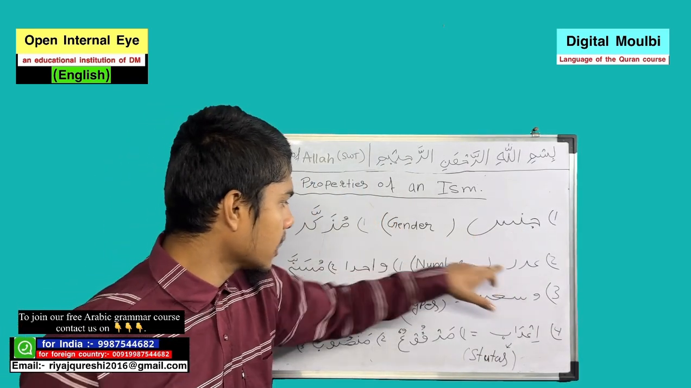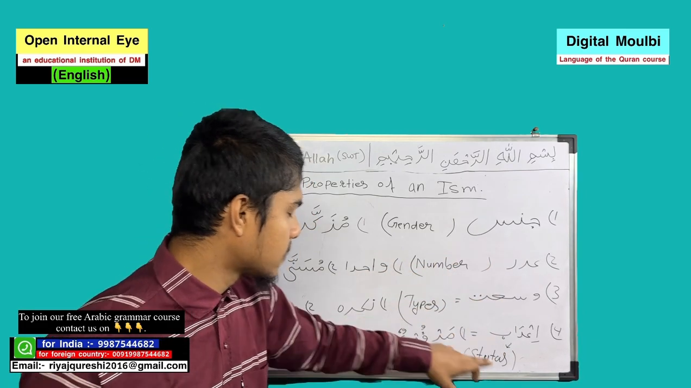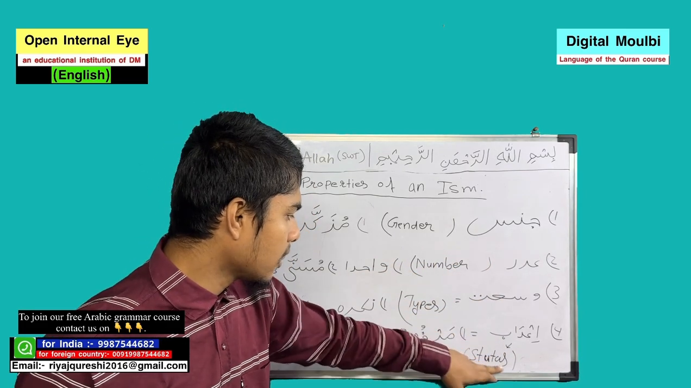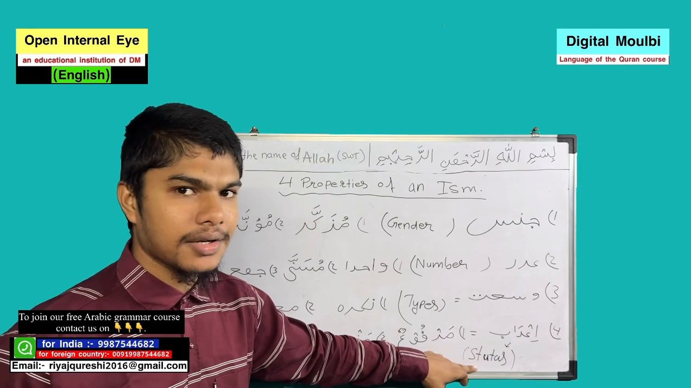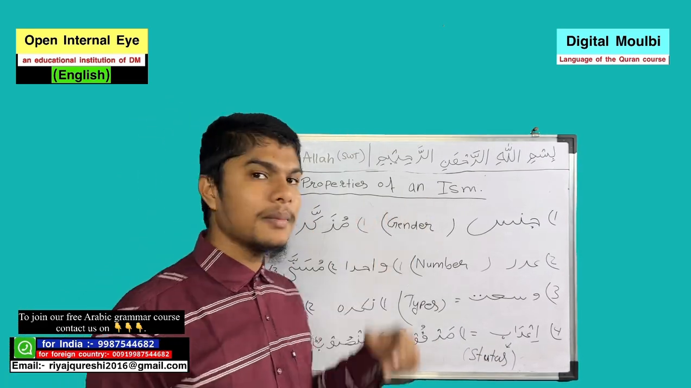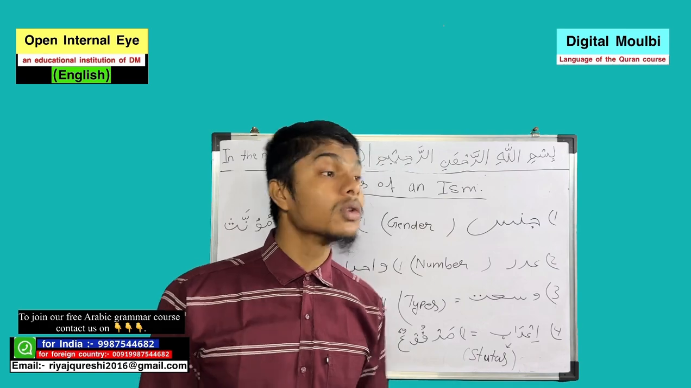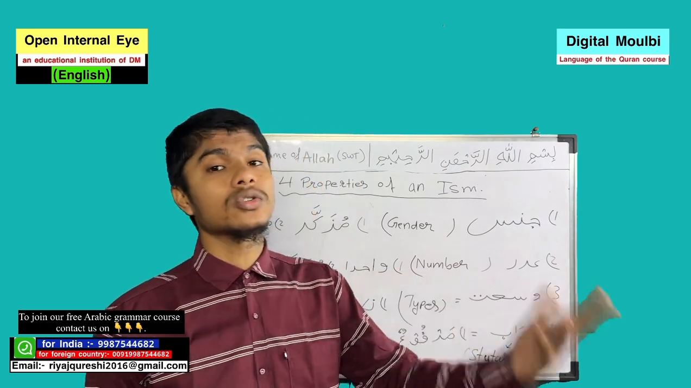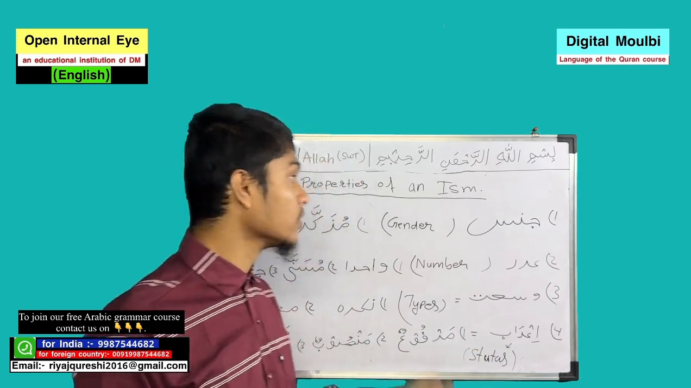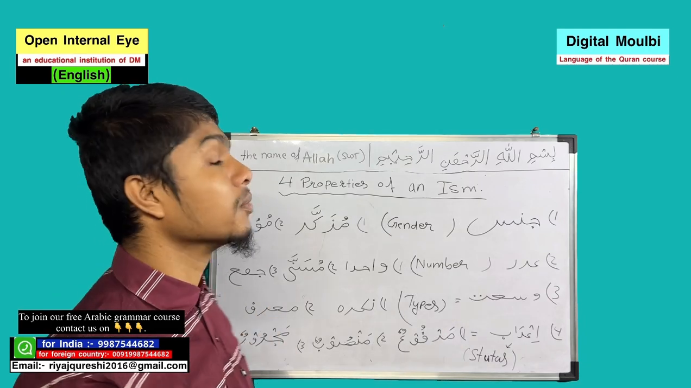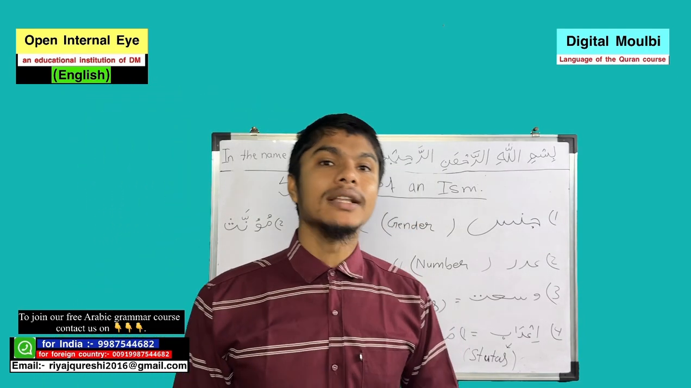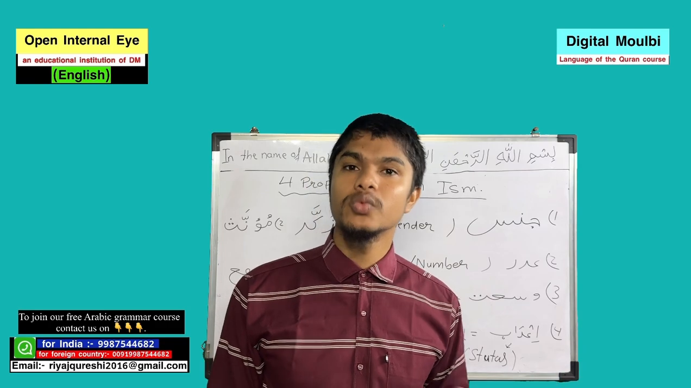Jins means gender. Adad means number. Nau' means types. Types means common or proper. Or i'rab means status. Okay, our ism has 3 types of status. Okay, so when we are going to learn i'rab, we are going to learn those types of status. So these are the 4 properties of an ism that we must know about an ism. Otherwise, we will not be able to construct a sentence with ism.